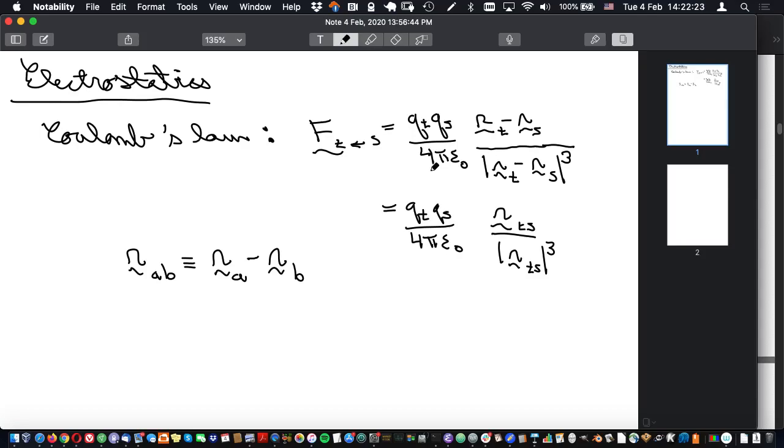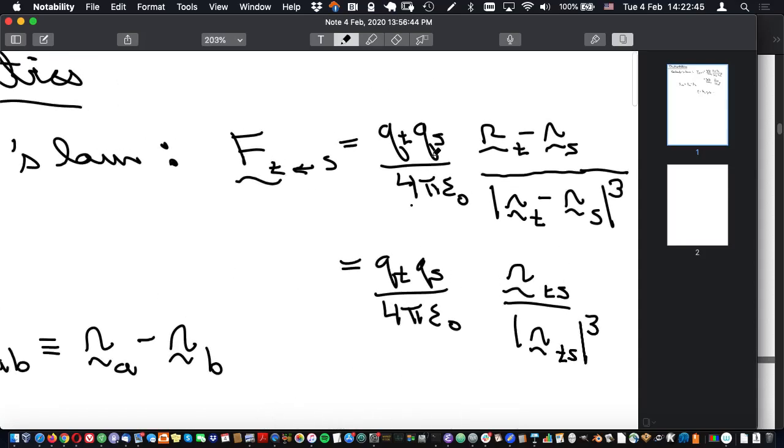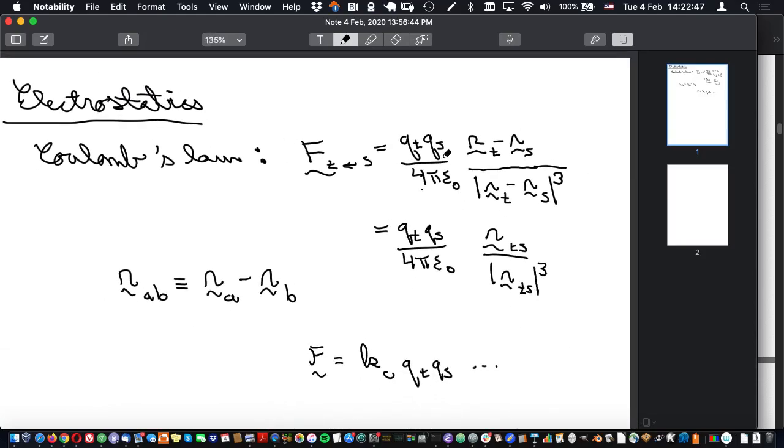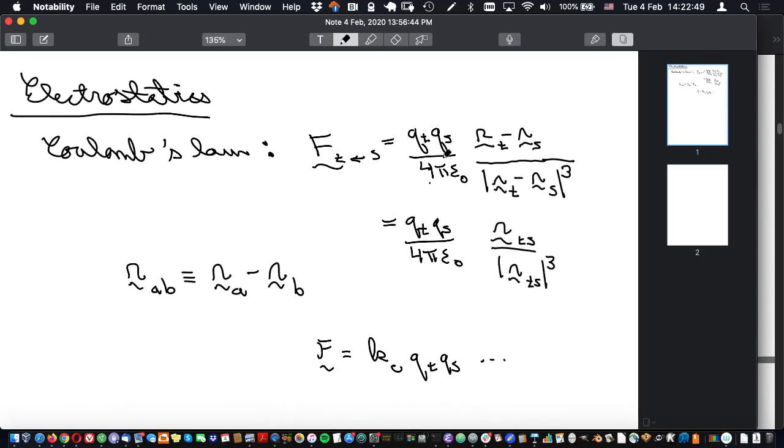In some other books, you will see the force being written as Ke with Q1, Q2 and the r stuff, and then the Ke is the constant for the Coulomb law. It depends, but we will use this convention here. So for us, it's 1 over 4 pi epsilon 0. But there is no deep meaning to this. It is just a convention. It's an agreement for the units of measure that we're actually using, okay?